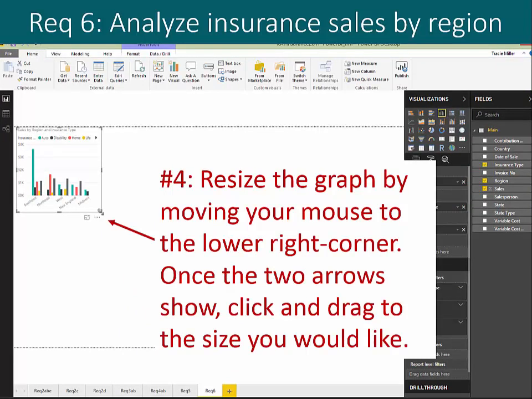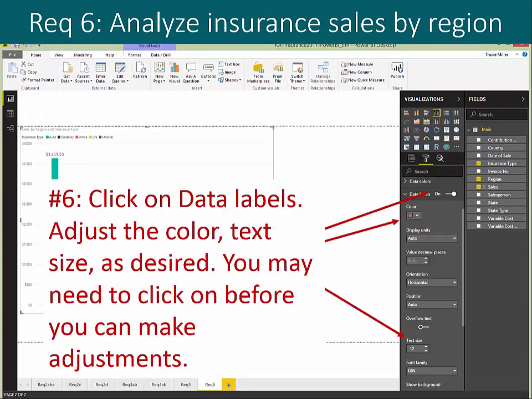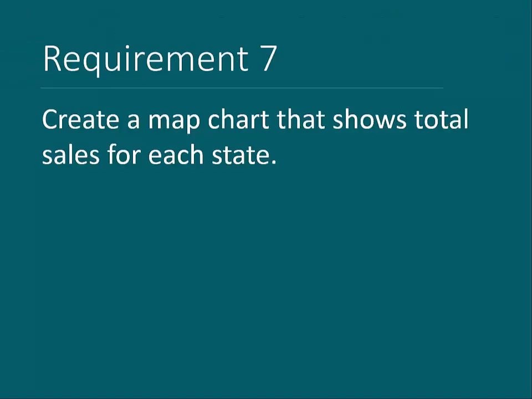Resize the graph by moving your mouse to the lower right corner. Once the two arrows show, click and drag to the size you would like. Click on the Format tab. Click on Data Labels. Adjust the color, text size as desired. You may need to click on the table before you can make adjustments. This is the answer for requirement 6.